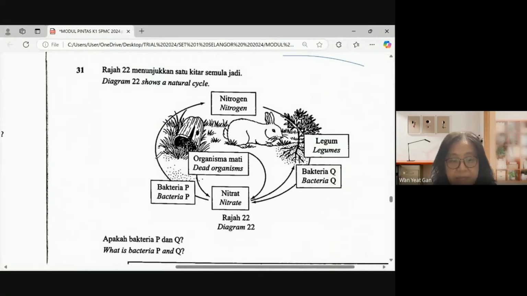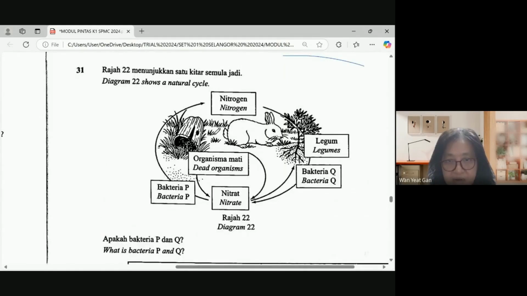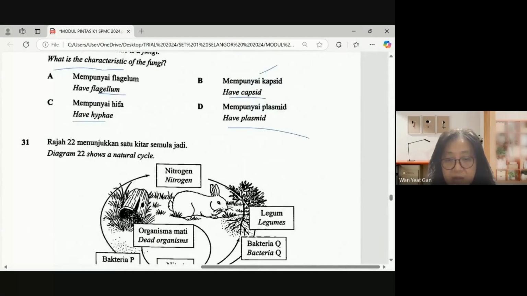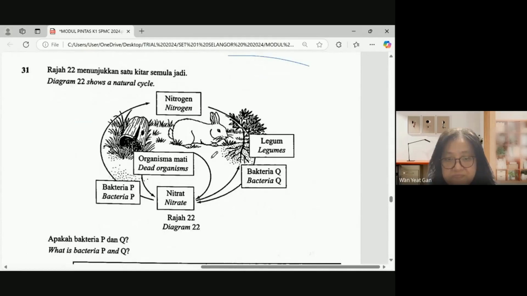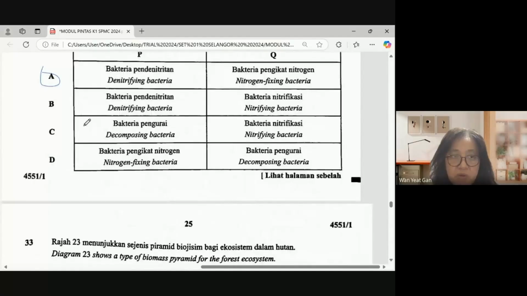Okay, 31. What are bacteria P and Q? So you can see that bacteria P converts nitrate into nitrogen, and Q converts nitrogen into ammonium compound and then into nitrate. So therefore, bacteria P is a denitrifying bacteria because it converts the nitrate into nitrogen, and the leguminous plant contains Rhizobium species that convert nitrogen into nitrate. So the answer is A.